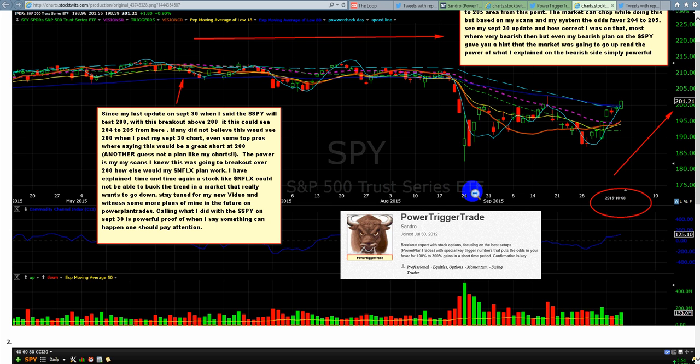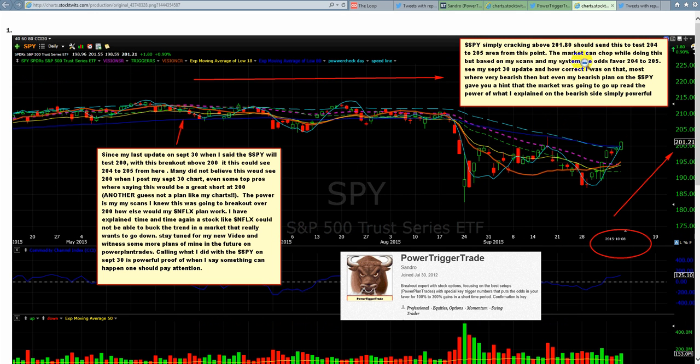This is what I said here basically on October the 8th. The power is in my scans. I knew this was going to break out over 200. How else would the Netflix plan work? I have explained time and time again, a stock like Netflix could not be. Now this is when Netflix, by the way, was able to go up higher. So this was the one in between.